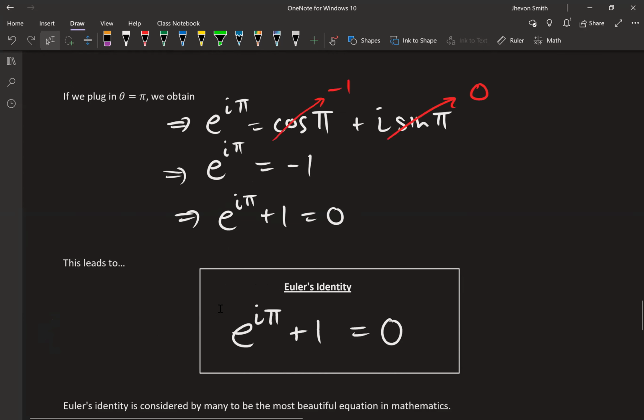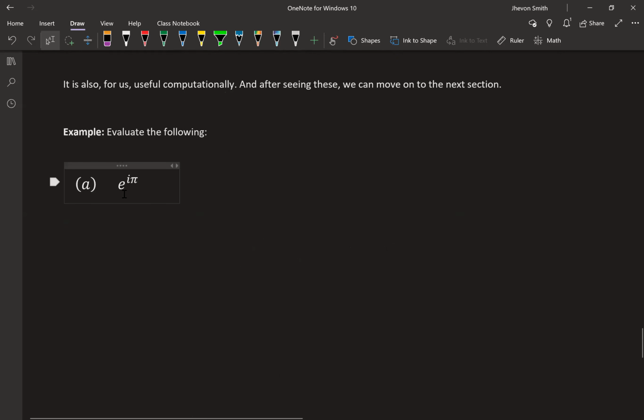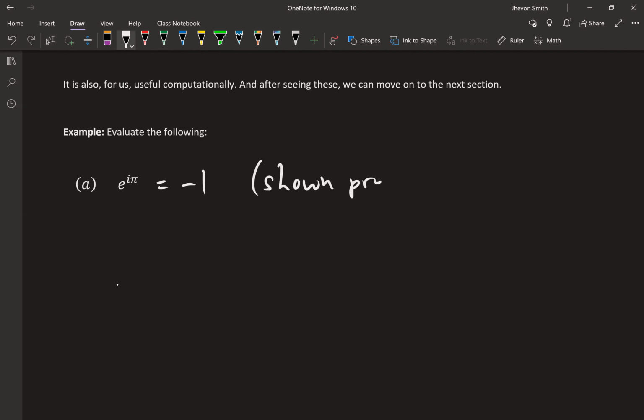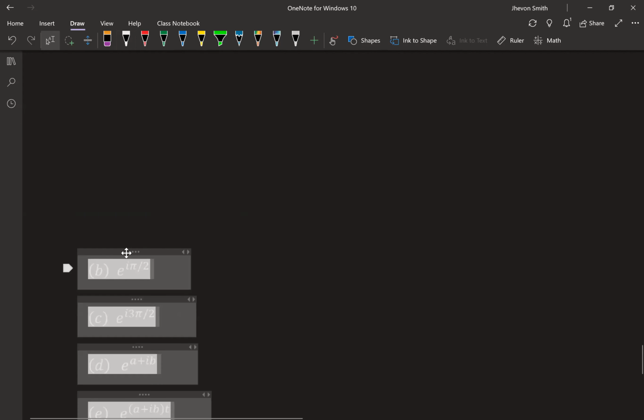Now, for us, Euler's equation is very important because it allows us to make certain computations. For example, here, e to the i pi is minus 1, shown previously. But we are going to need to know how to work out similar guys to this in the very near future. Guys like these.